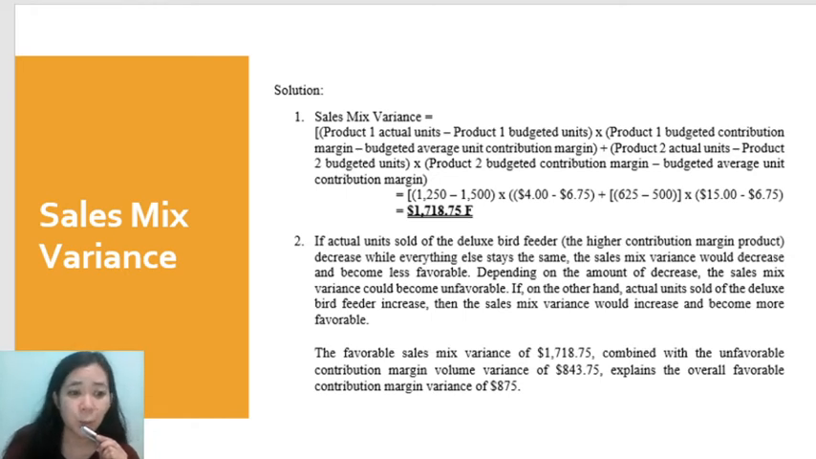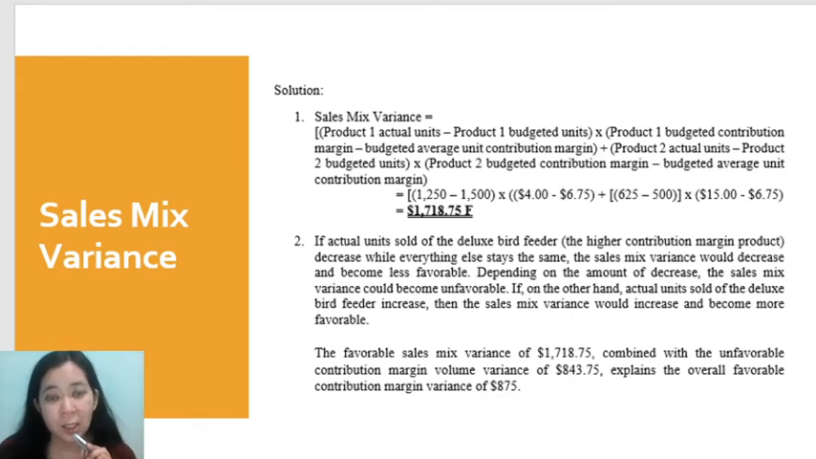For the solution, sales mix variance using our formula, the answer is favorable, a variance of 1,718.75. All you have to do is just replace the values and use them in our suggested formula for sales mix variance.